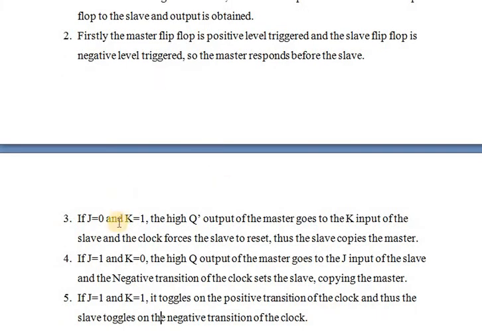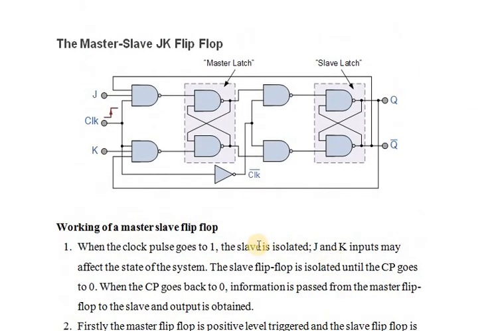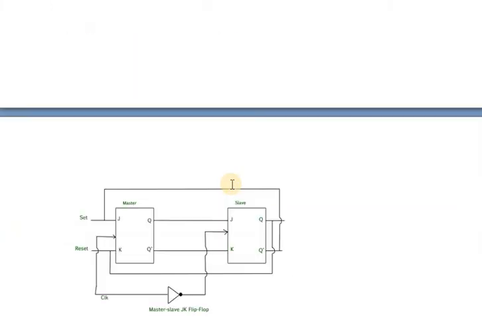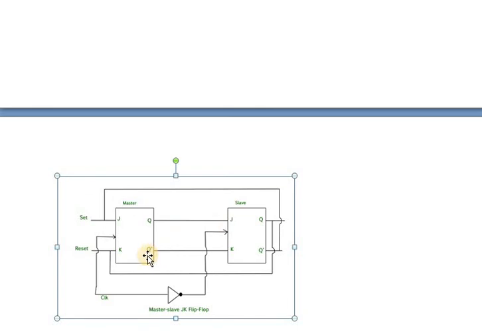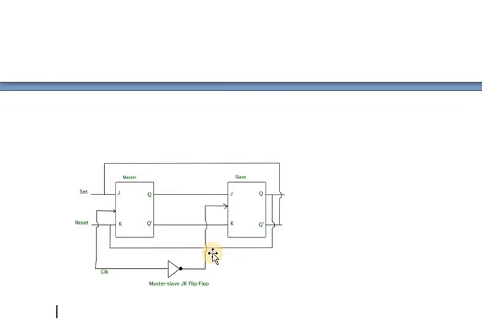Then if J equal to 0, K equal to 0, the Q complement output of the master goes to the K input of the slave and the clock forces the slave to reset. Thus the slave copies the master. If J equal to 1, K equal to 0, the Q output of the master goes to the J input and Q complement goes to the K input. See here, Q goes to J, Q complement goes to K. So the slave copies the action of the master.